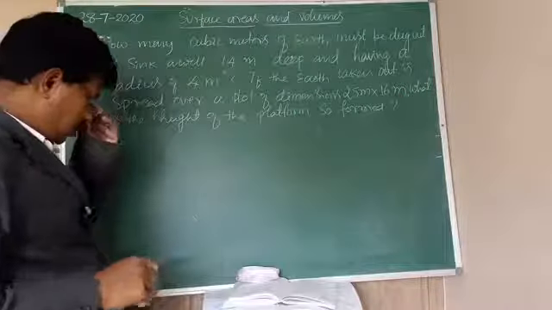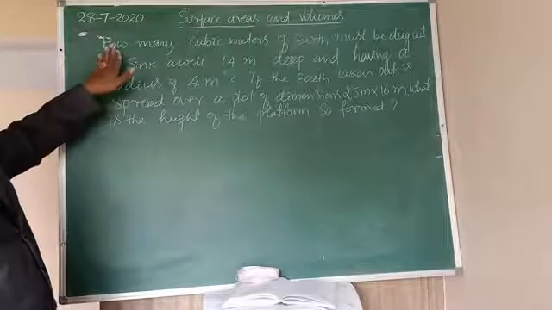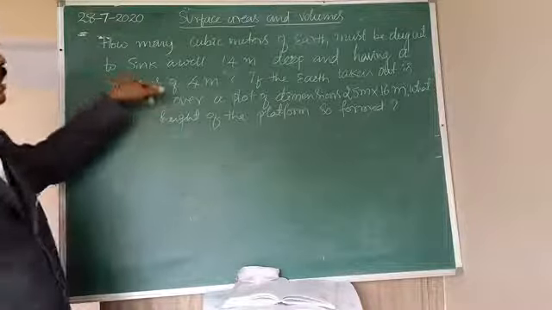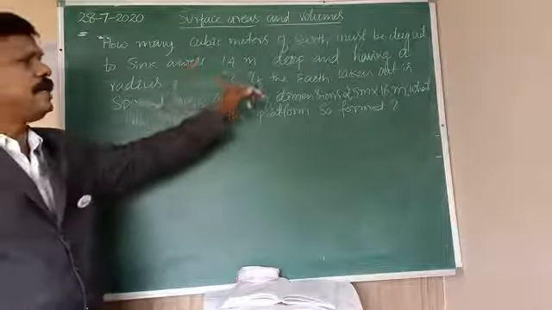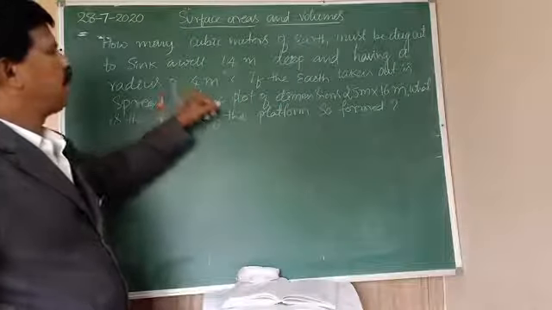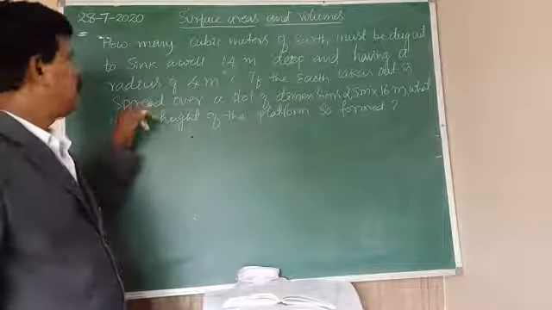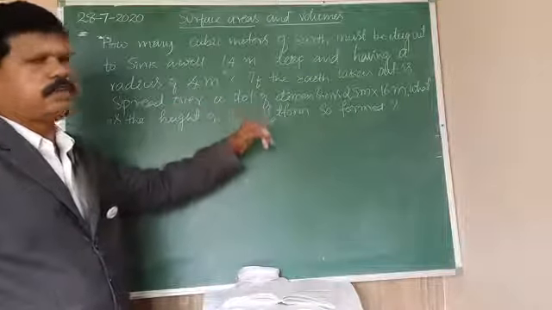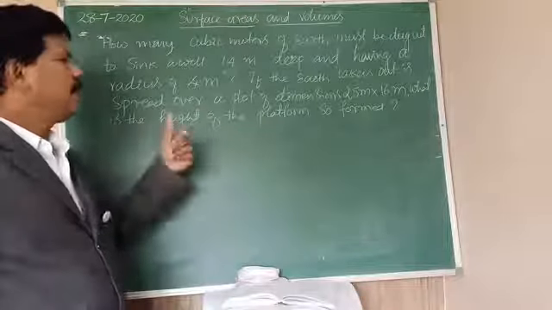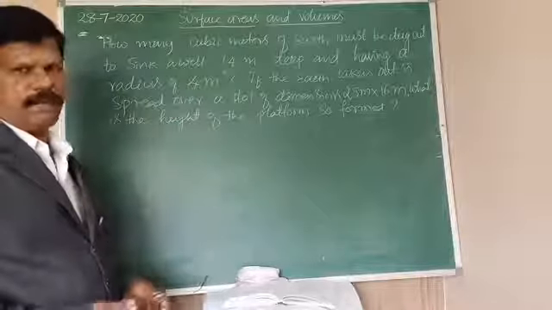This is the question. It takes time to write. Just go through this. How many cubic meters of earth must be dug out to sink a well 14 meter deep and having a radius of 4 meter? If the earth taken out is spread over a plot of dimensions 25 meter into 16 meter, what is the height of the platform so formed? So read the questions carefully.